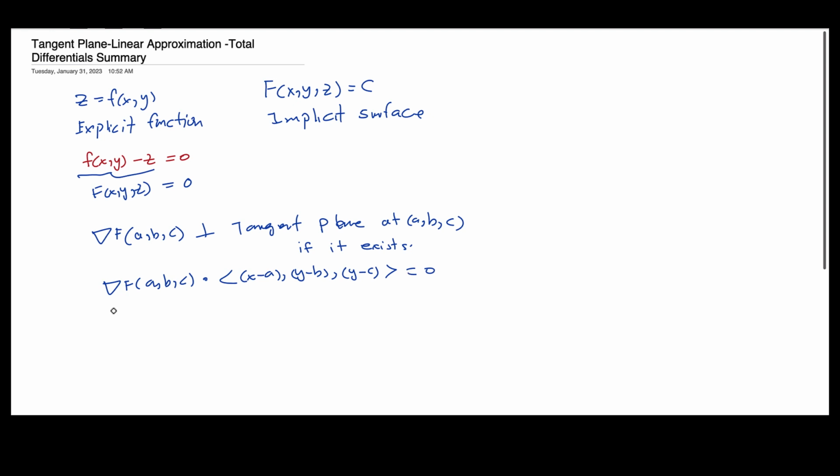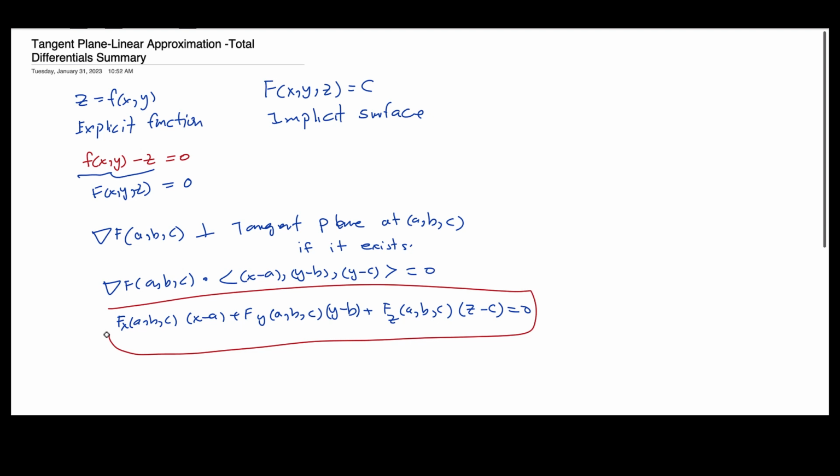Doing that, I will get F sub x at a, b, c times x minus a, plus F sub y, capital F, at a, b, c times y minus b, plus F sub z at a, b, c times z minus c, equal to 0. Notice that I have to plug the point into the partials every time to find this equation of the plane. Now that I found the equation of the plane, let's put it in a big box.